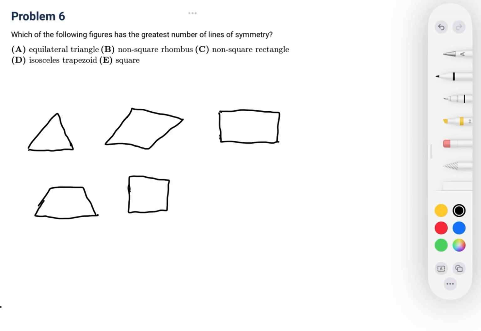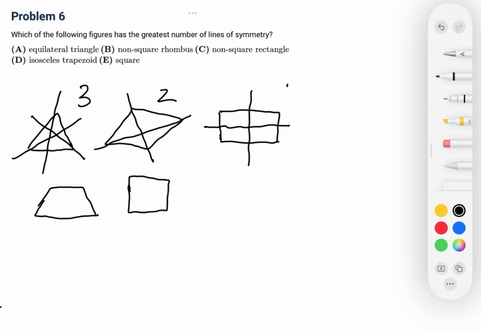Okay, starting off with the equilateral triangle, it has 3 lines of symmetry going down its altitudes, or heights. The rhombus has 2 going down its diagonals. The rectangle has 2 going down its heights. The isosceles trapezoid has 1 going down its height. And then the square has 2 going down its heights, and 2 more going down its diagonals. Therefore, E, the square has the greatest number of lines of symmetry.